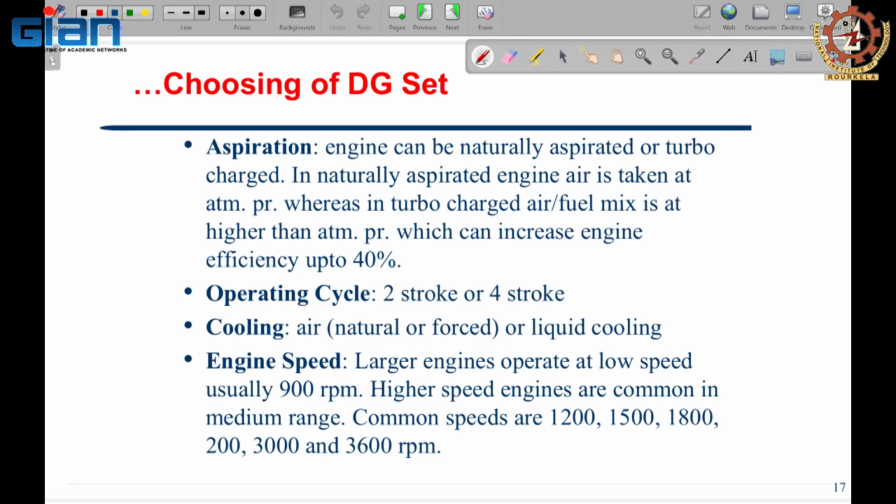Large size engines will operate at a lower speed, generally around 900 RPM. Higher speed engines are common in medium speed, and this speed could be something like 1200 and up to 3600 RPM. Okay. So lower speed is generally applicable for the large size engines.